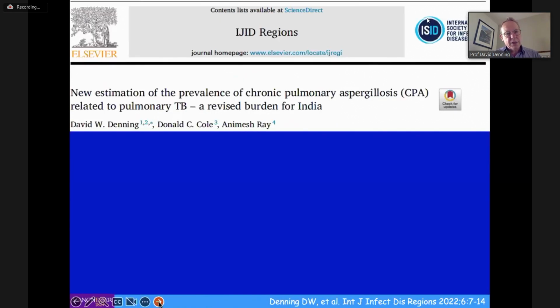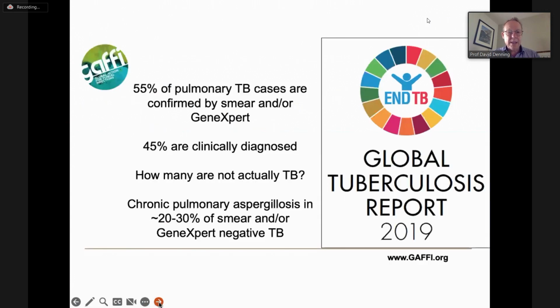So late last year, we published a paper revising the burden of this problem in India. And as you recognize, amongst patients with TB across the world, about 45% are clinically diagnosed. And many of those probably don't have TB. It's difficult to be absolutely sure, of course. What we do know now is that somewhere around 20-ish% of patients who are smear negative or GeneXpert negative for TB actually have CPA.